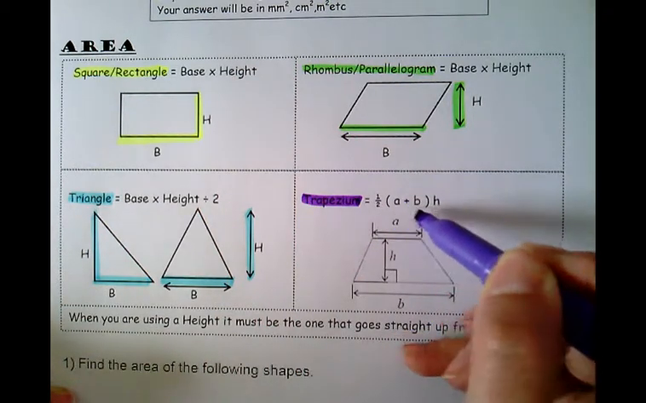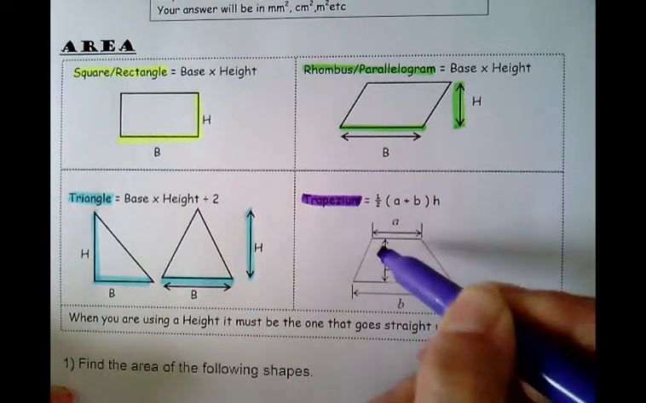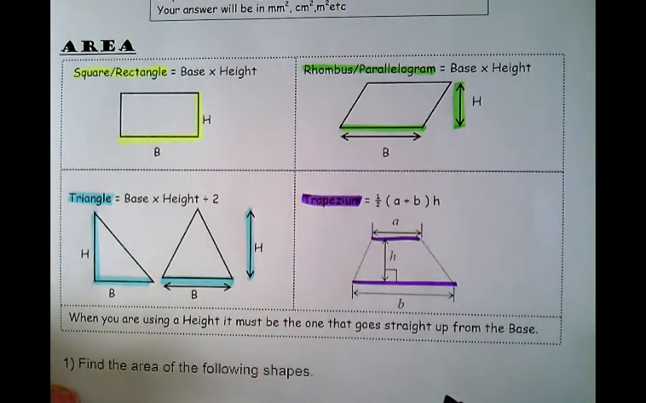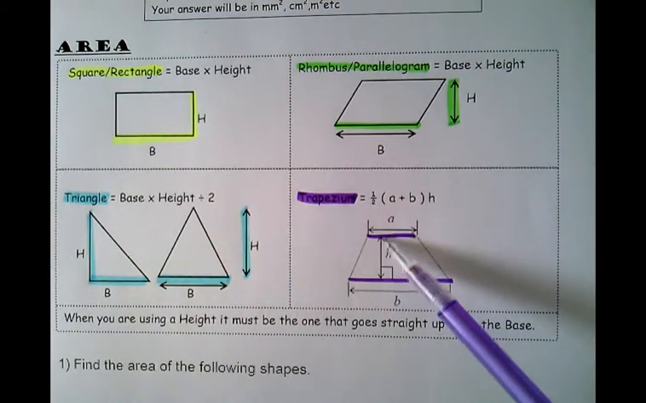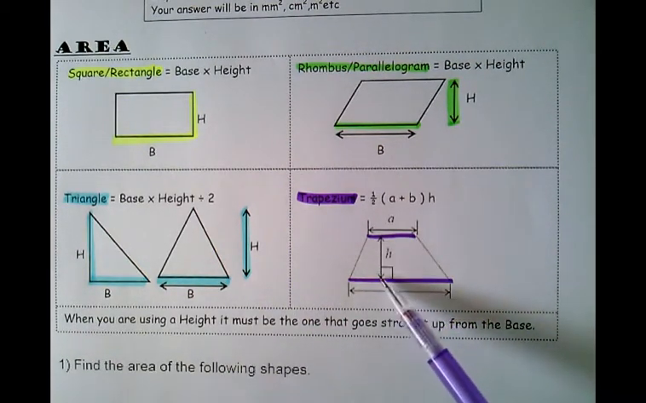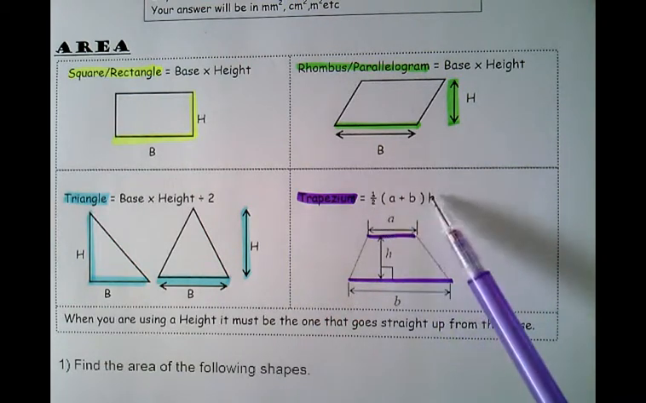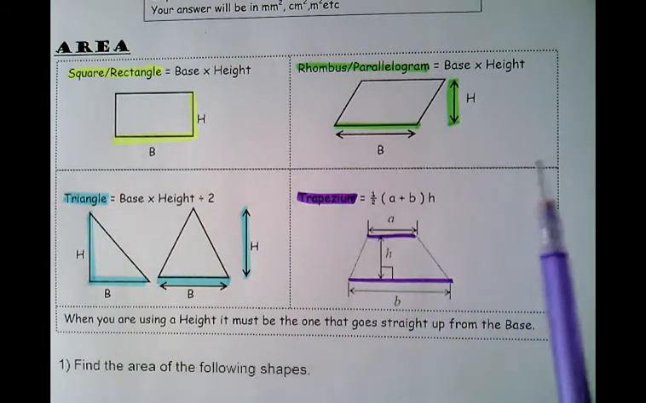So you do what's in the brackets first of all, a plus b, and they give you this picture on the formula sheet. So they tell you that a and b are your parallel sides. So you add those together first, add the parallel sides first, and then either half it and times by the height, or else times by the height first and then half it. It doesn't matter which way you go after this, whether you times by the height and then half it, or half it and then times by the height. Whatever is easier depending on whether you've got a calculator or not.